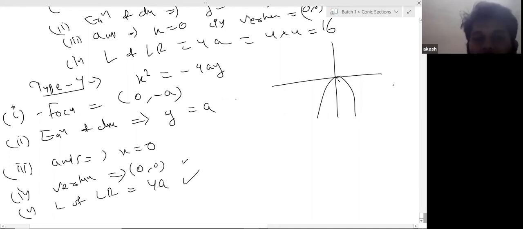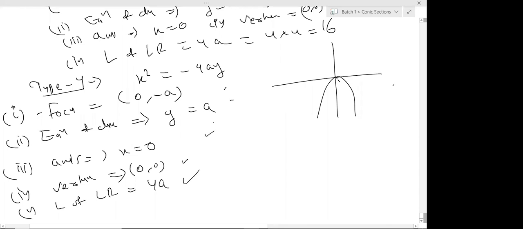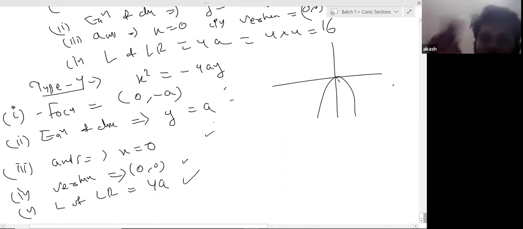You just have to remember this. And this also you can guess if you remember the diagram, according to the situation. So yes, write it down. I'll give you 2 minutes.